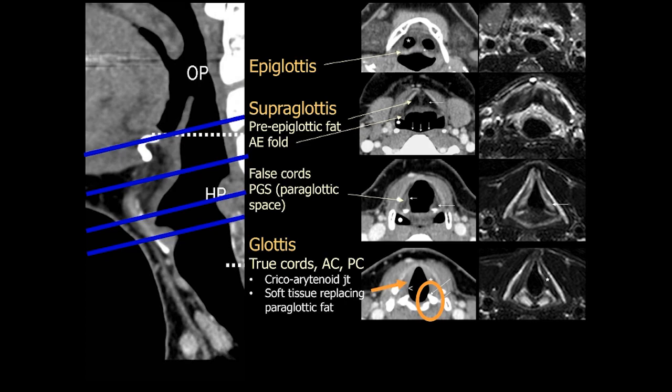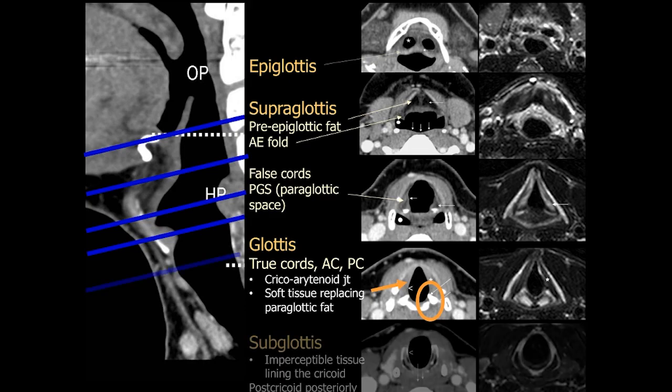Secondly, you will see a transition of the appearance of the paraglottic space, which was previously fat-filled in the supraglottis and now contains soft tissue, which is mainly due to the thyroarytenoid muscle. Also note the minimal soft tissue at the anterior and posterior commissures.